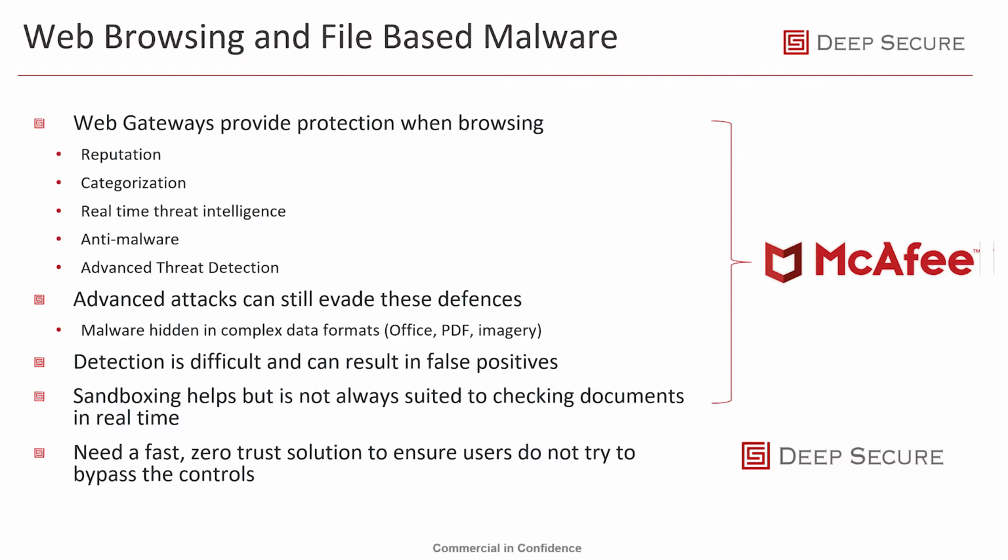When web browsing, McAfee Web Gateway is a market-leading web gateway. It provides website reputation checking, URL categorization, real-time threat intelligence, anti-malware, and advanced threat detection using sandboxing and static code analysis. That is some powerful protection and prevents many of the threats seen when web browsing today. But still, advanced attacks, especially those using malware hidden in complex content, can still evade these defenses. For example, malware hidden in Office documents, PDFs, and images.